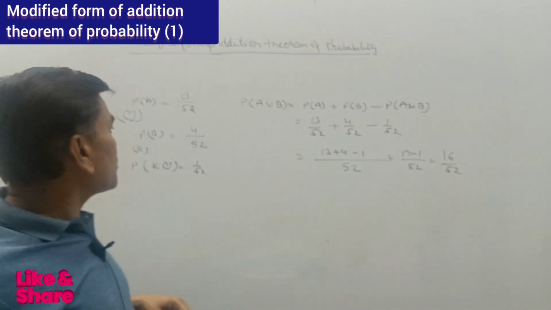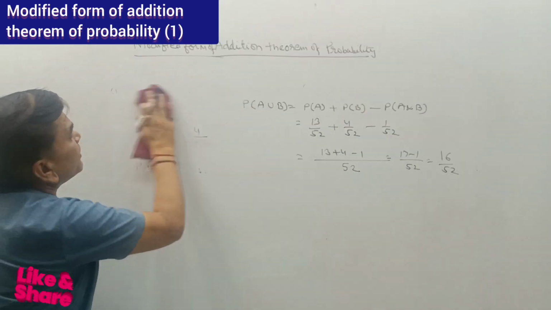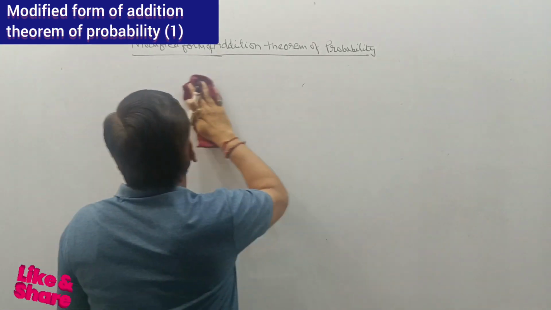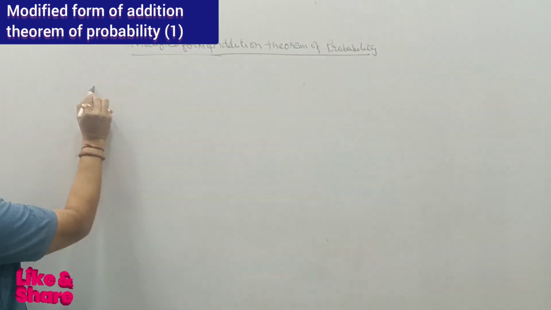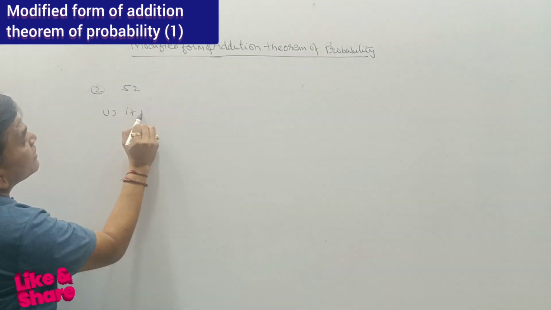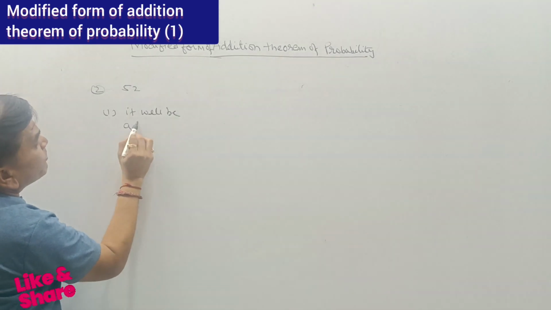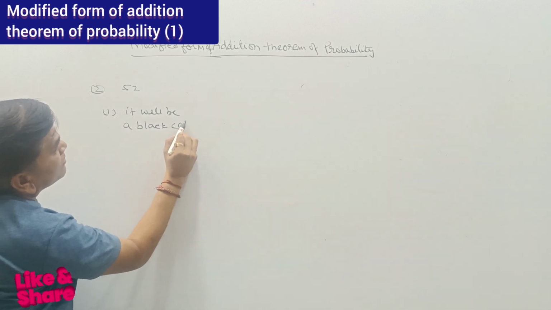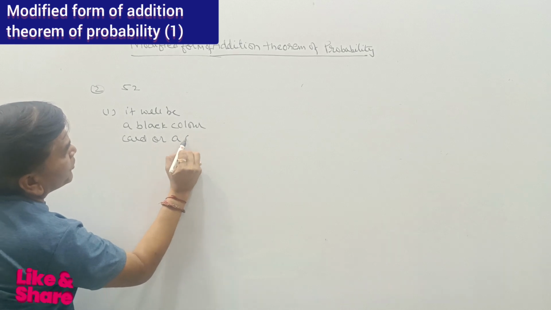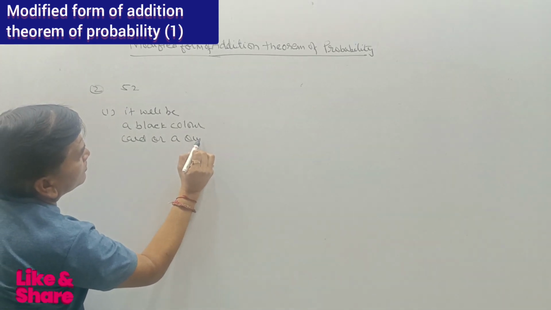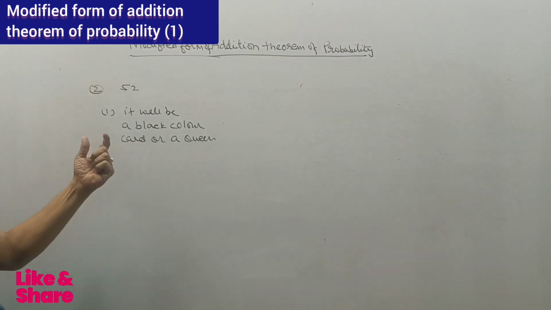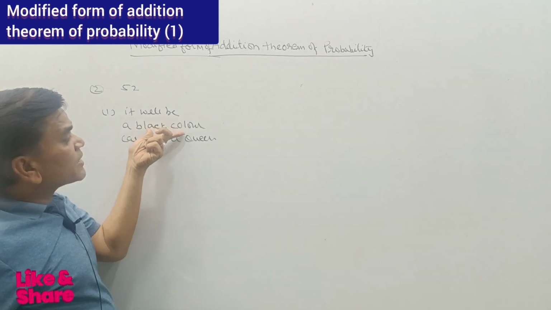We have some more questions related to this. From a pack of 52 cards, one card is drawn at random. What is the probability that it will be a black color card or a queen? First, what will be the probability that it is a black color card?